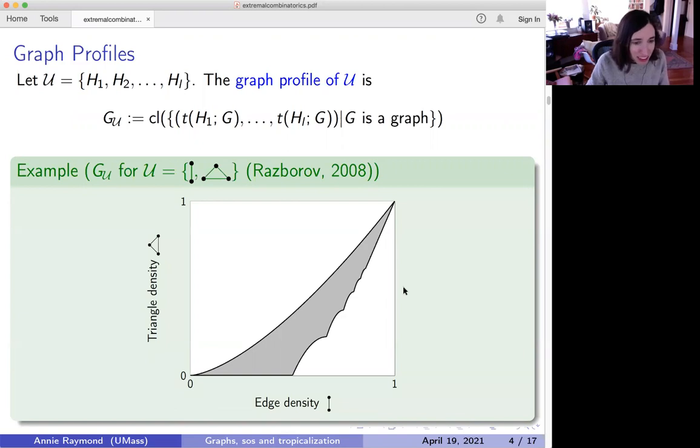Do we know non-triangle versus triangle? Jan, what do you mean by non-triangle?